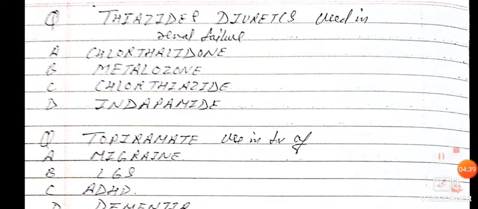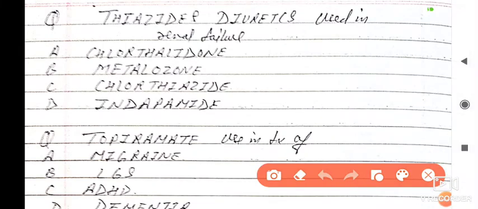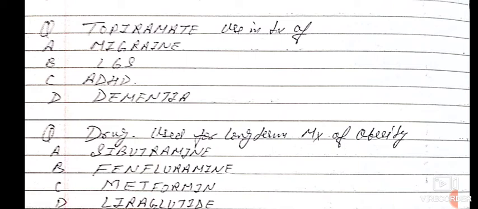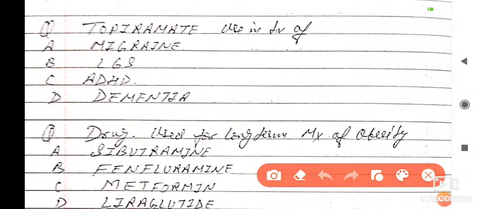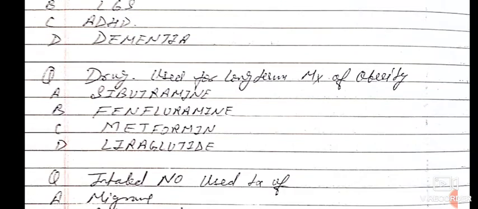Okay, thiazide diuretics used in renal failure. The safest diuretics are metolazone and indapamide, but if we choose a single best answer, metolazone is the best answer here. Okay. Topiramate is used in both migraine and LGS, but the best option here is migraine. If you want to choose a single one, then migraine is the best answer.